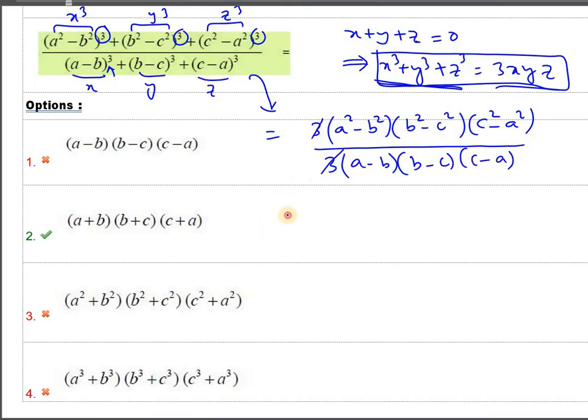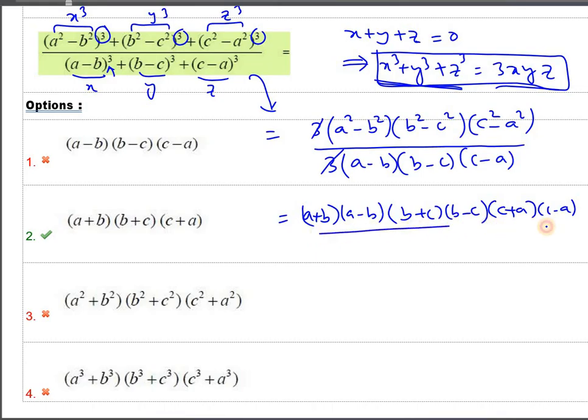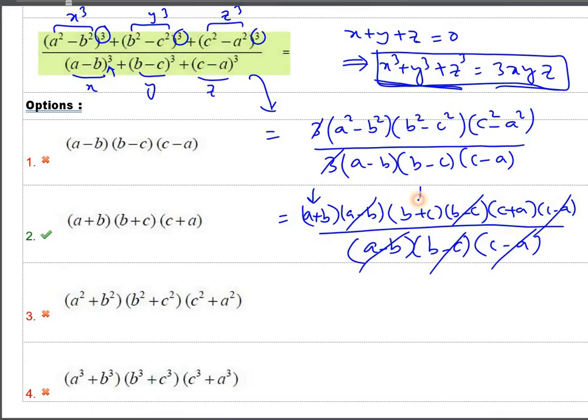Now 3 we can cancel. Now a square minus b square, what we can write? A plus b multiplied by a minus b. B square minus c square, what we can write? B plus c multiplied by b minus c. Now c plus a multiplied by c minus a, that is c square minus a square. In the denominator what we are having? A minus b multiplied by b minus c multiplied by c minus a. Now a minus b gone, b minus c gone, c minus a gone. What is remaining? A plus b multiplied by b plus c multiplied by c plus a. So this is the answer.